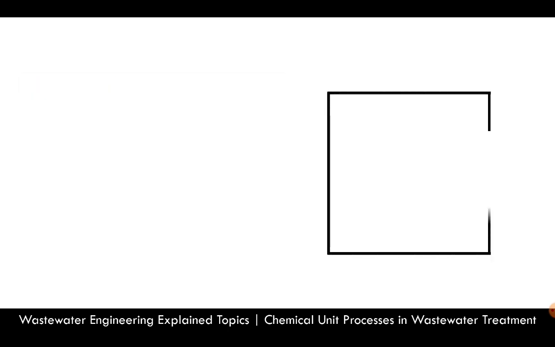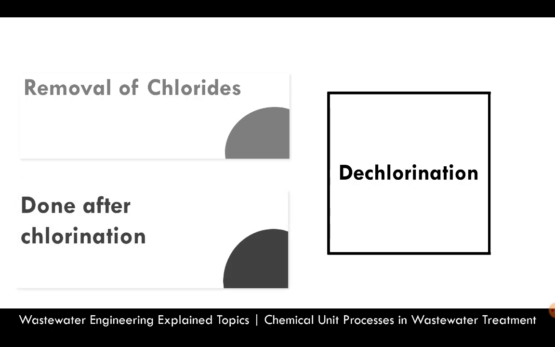Then dechlorination. Dechlorination means removal of chlorine. Free, combined or residual chlorine is removed from wastewater using sulfur dioxide, or sulfide salts such as sodium sulfide, sodium bisulfide, or sodium metabisulfite. Mostly the dechlorination process is carried out after chlorination to take care of the residual or extra chlorine which is present in the wastewater. So these were the chemical unit processes in wastewater treatment.